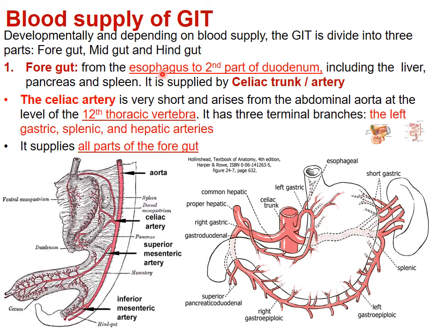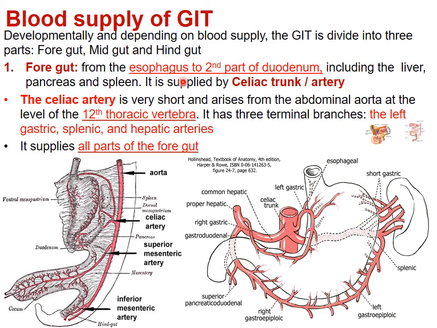Foregut from esophagus to second part of the duodenum. Why second part? The point where the common bile duct and the main pancreatic duct penetrate in the major duodenal papilla inside the second part of the duodenum. So this also includes the liver.